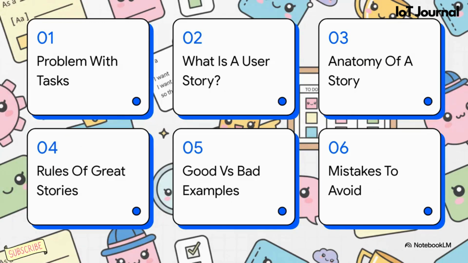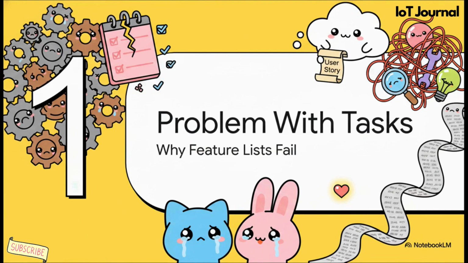Here's our quick roadmap for today's explainer. We'll cover the problem with tasks, what a user story actually is, the anatomy of a story, the rules for success, some good versus bad examples, and finally, mistakes you definitely want to avoid. Kicking things off with Section 1, the problem with tasks, and exactly why feature lists fail us.